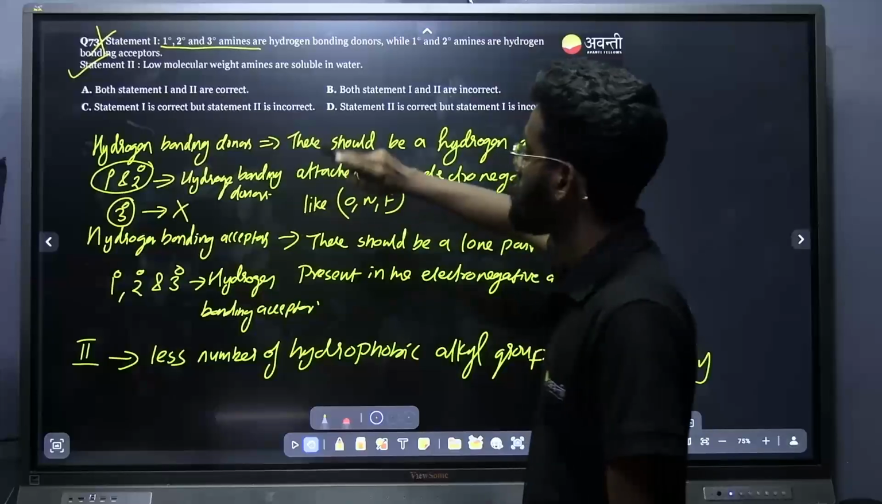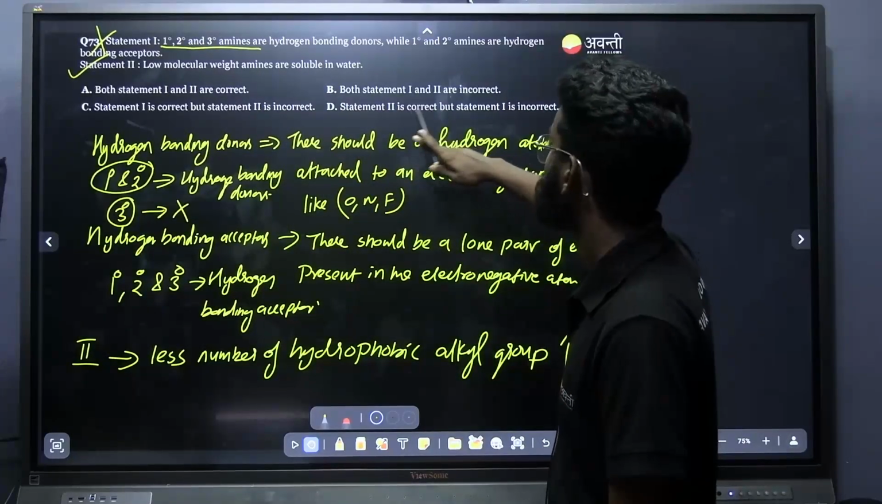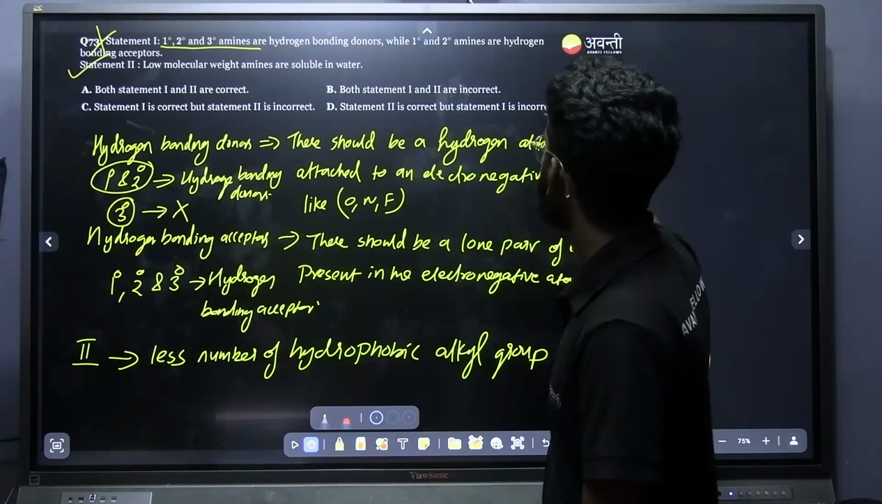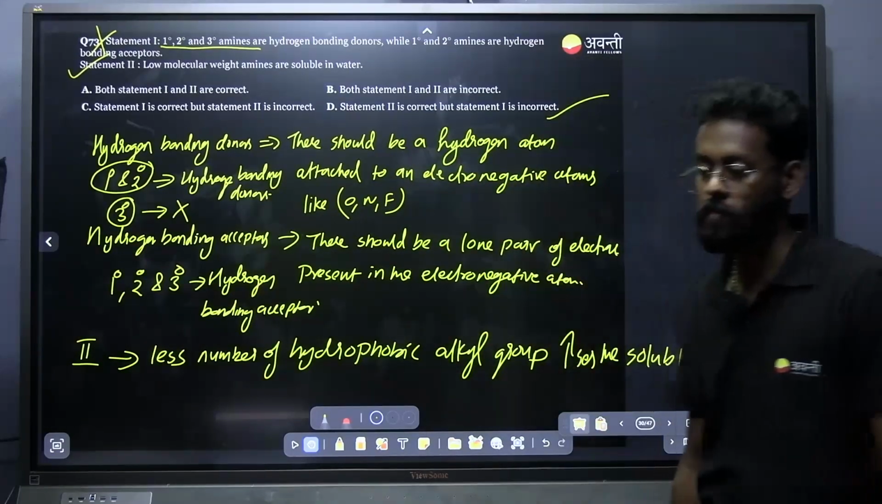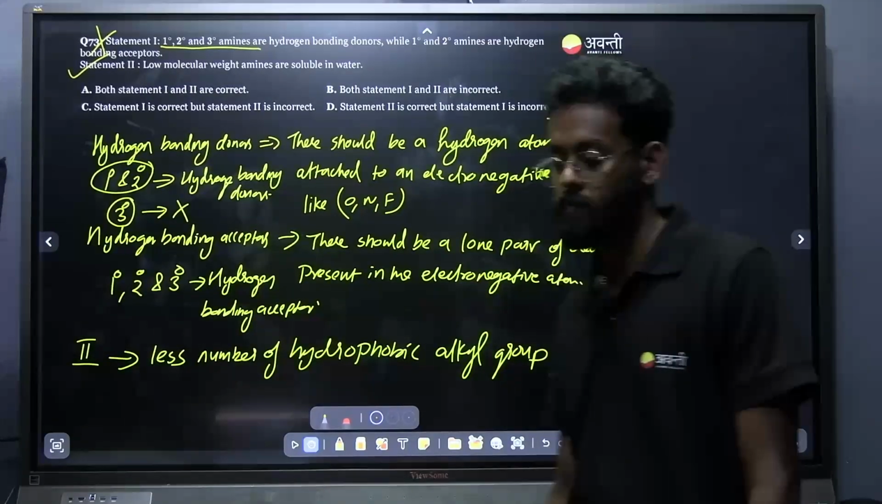So statement 1 is incorrect and the second one is correct. Okay, shall I move to the next slide? Yes.